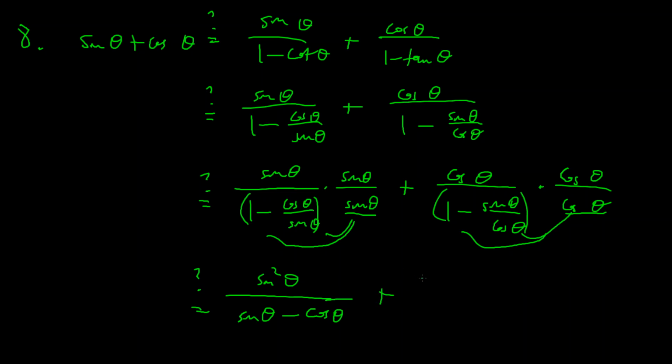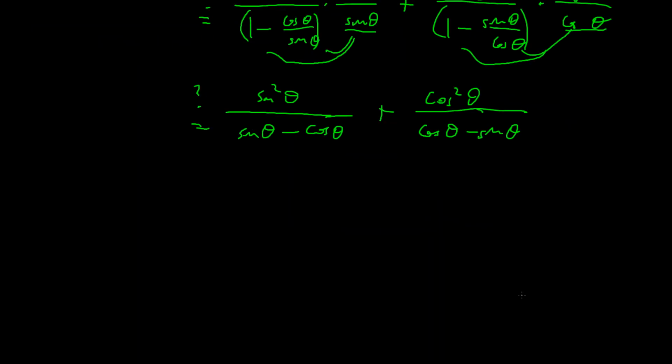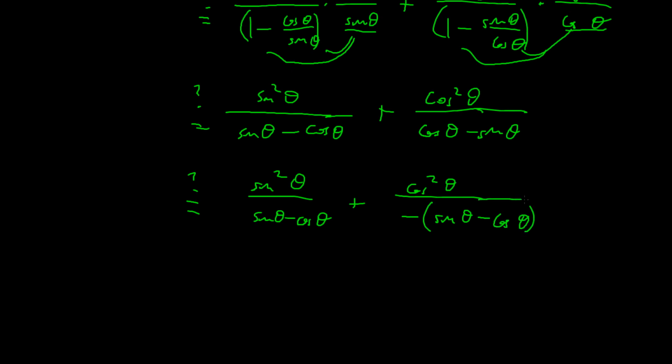And then plus, on top here, I have cos squared theta over, if I distribute the cosine theta, cos theta minus sine theta. These denominators are the same if I factor out a minus sign. So I'm going to leave the first term alone, sine squared theta over sine theta minus cos theta, plus cos squared theta over, if I factor out a -1, sine theta minus cos theta. So this is sine squared theta over sine theta minus cos theta minus cos squared theta over sine theta minus cos theta.